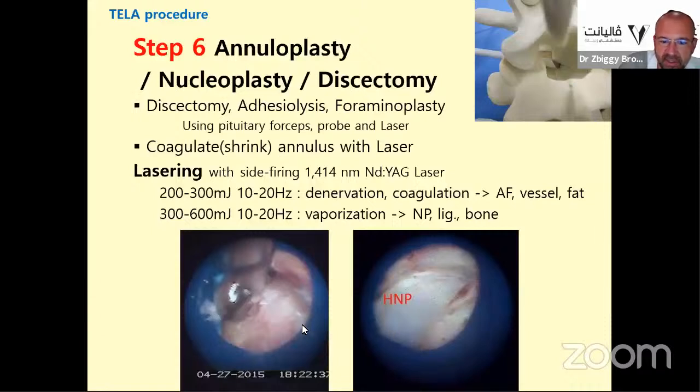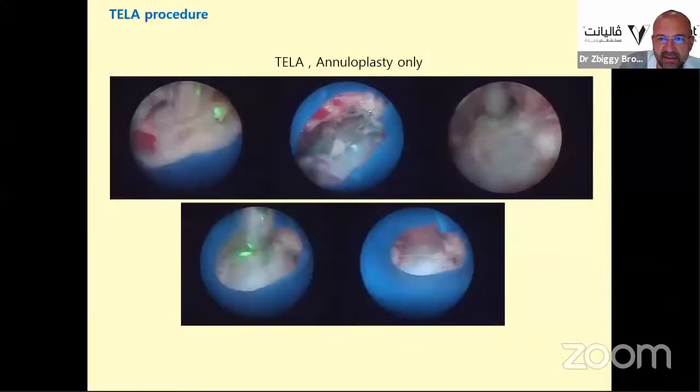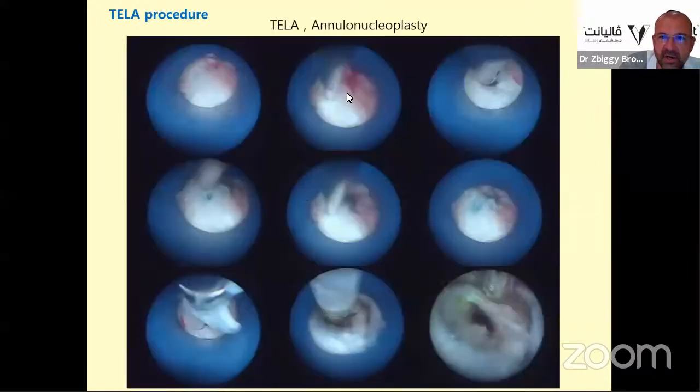Nucleoplasty, discectomy. We are starting with annuloplasty, but if there is any disc material herniated, you can easily remove it, same like for the conventional transforaminal discectomy. Here you can see only annuloplasty. We are not doing any intradiscal procedure.